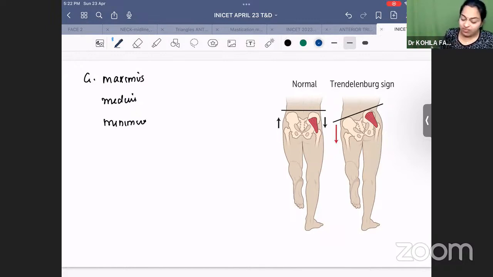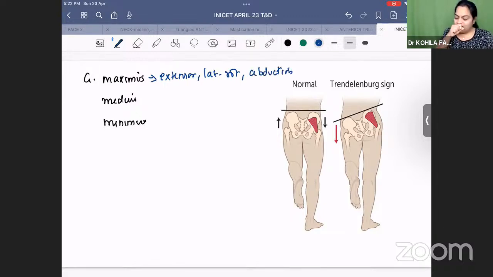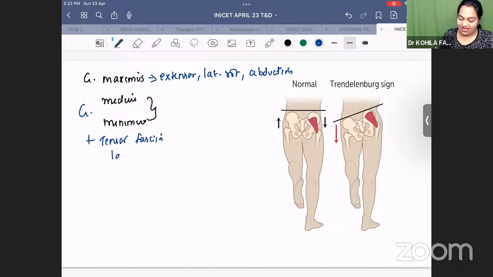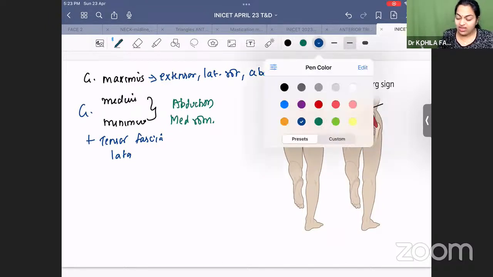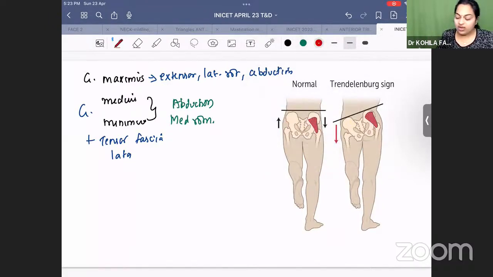So what are the actions of gluteus maximus? It is an extensor of the hip. It is a lateral rotator of the hip. The upper fibers also cause abduction. What are the actions of medius and minimus? Medius and minimus along with one more muscle. Very good. What is that muscle? Tensor fascia lata. These three together, what do they cause? They cause abduction and medial rotation. And then they ask about the nerve supply. So superior gluteal nerve.